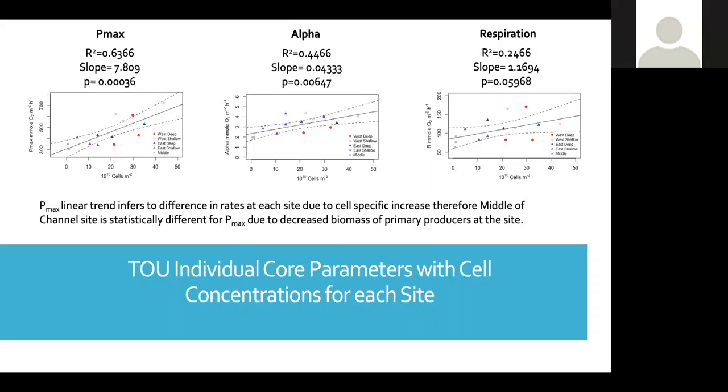So statistically different for Pmax due to the decrease of biomass present for the middle site. And then for alpha and respiration, the plot seemed to be more flat, so it didn't infer that. And this could be different due to basically higher chlorophyll present in the cells there, instead of just a greater biomass present compared to the other sites.